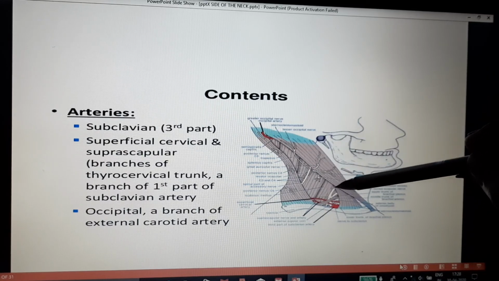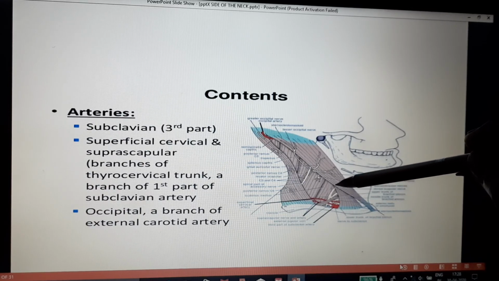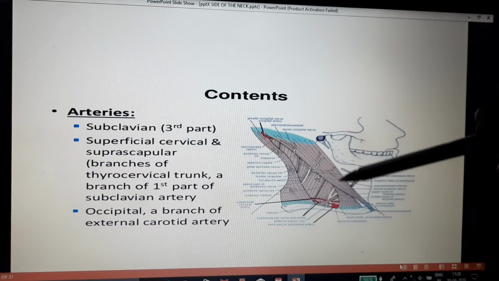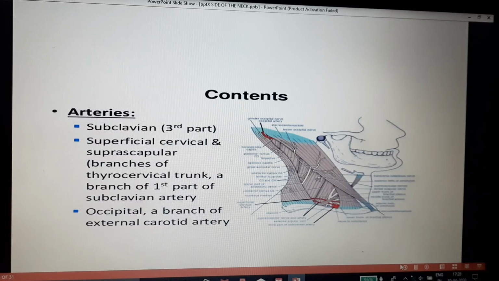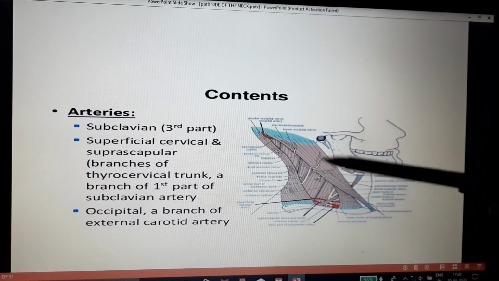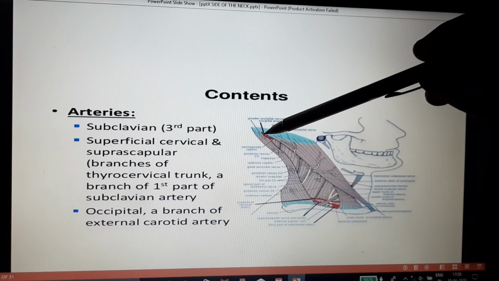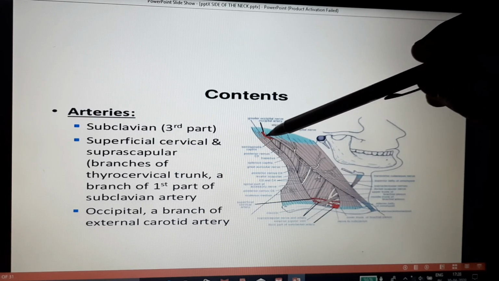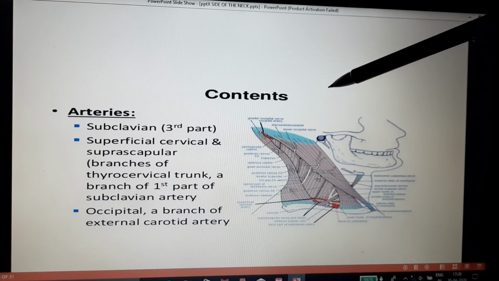Other nerves we can see in the lower part of the triangle are the brachial plexus, the roots and trunks of the brachial plexus. You can also see one artery here, this artery. This is the occipital artery. We can find it in the apex of the triangle. The occipital artery is a branch of the external carotid artery.